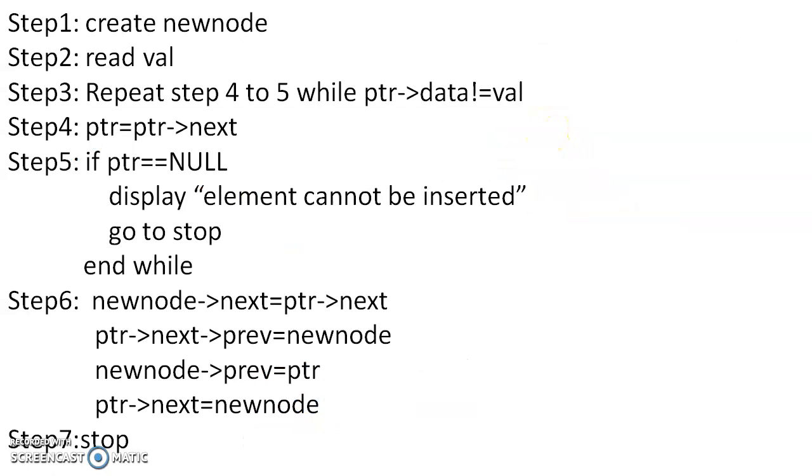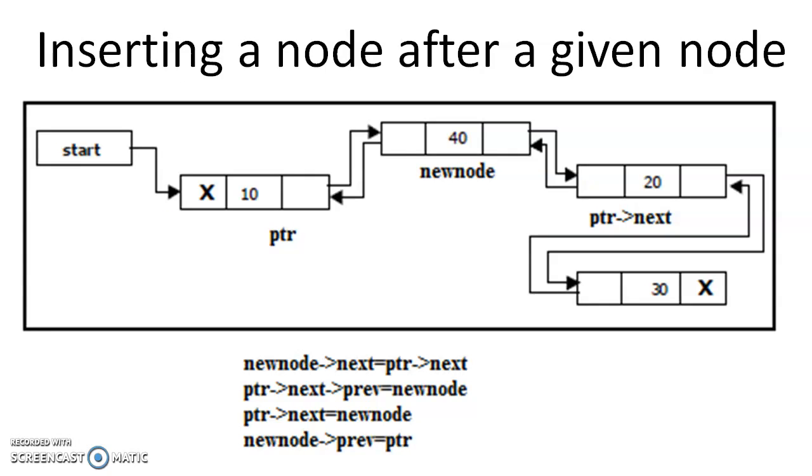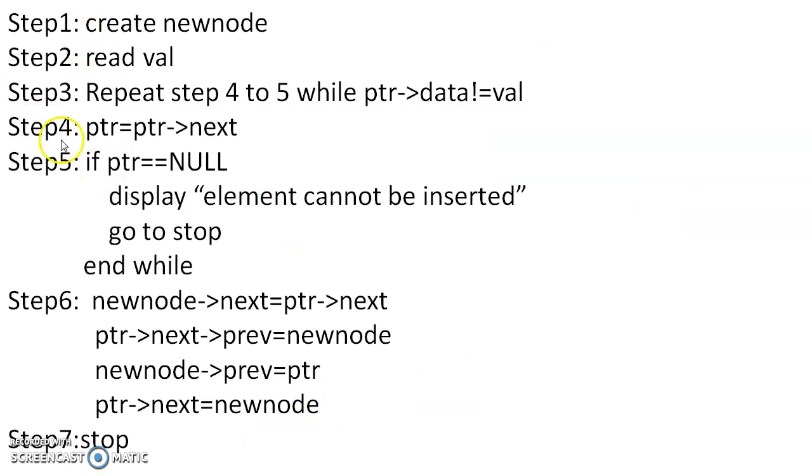See, this is the algorithm that we are having. We are creating the new node and we are reading the value and we are starting at the start and we are repeating the step 4 and step 5 while the pointer of data is not equivalent to value. That is, every time I am going from pointer equal to pointer of next. If pointer is equivalent to null, I am displaying that element can't be inserted. As an example, suppose consider that someone has asked me to insert after 50. 50 is not present. I have to tell that when the pointer is null, element cannot be inserted. Then these four operations what we have seen, we are performing at that particular point.